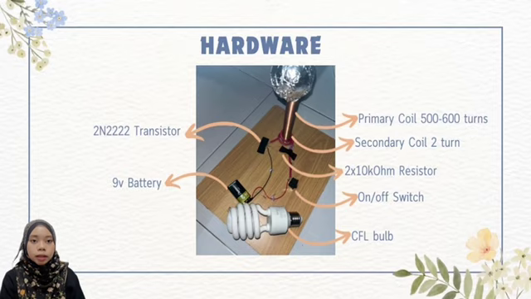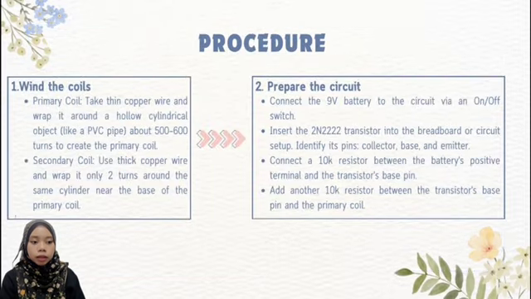For procedure, step 1 is wind the coils. For the primary coil, take thin copper wire and wrap it around a hollow cylindrical object like a PVC pipe about 500 to 600 turns to create the primary coil. And then for the secondary coil, use thick copper wire and wrap it only 2 turns around the same cylinder near the base of the primary coil. And then step 2, prepare the circuit.